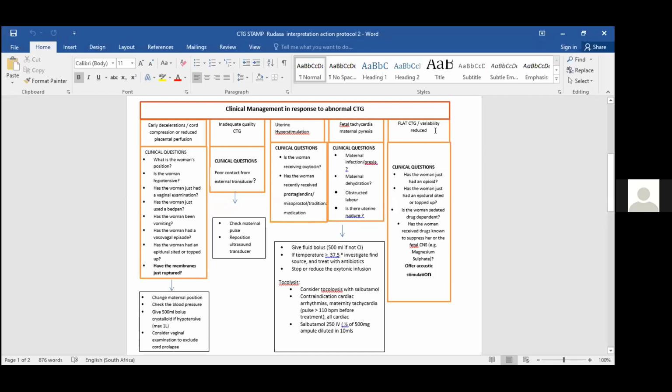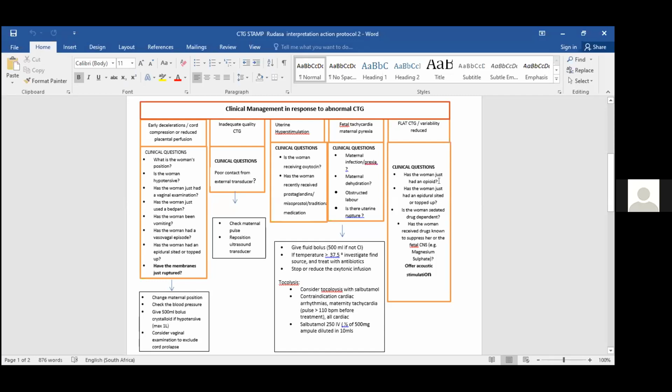So in a nutshell, colleagues, at the end of this lecture, I want you to clinically manage patients appropriately based on your CTG findings. I'm going to start on the far right. If you have a flat CTG or reduced variability, what are the clinical questions you must ask?